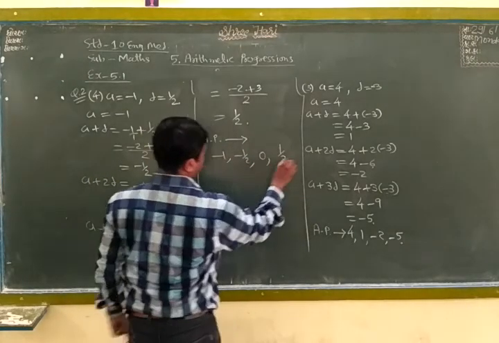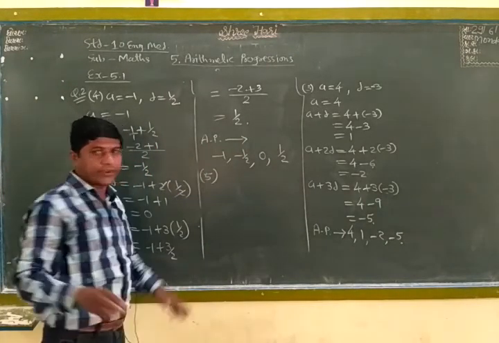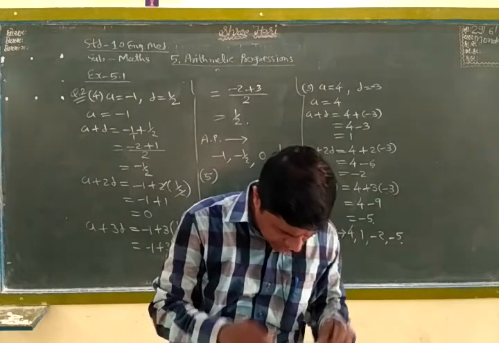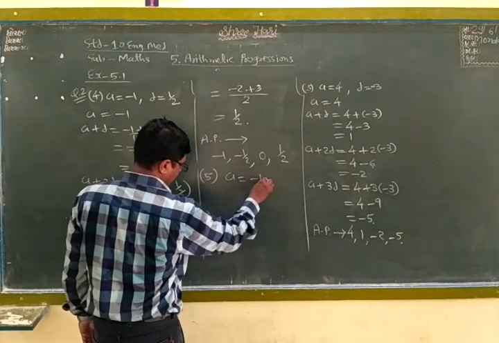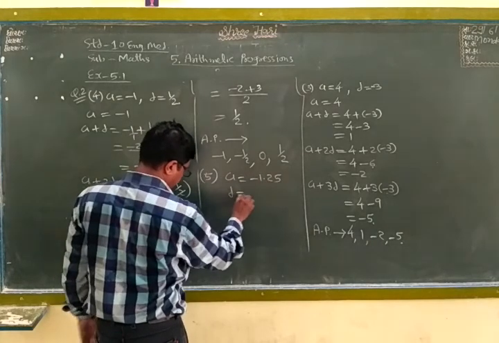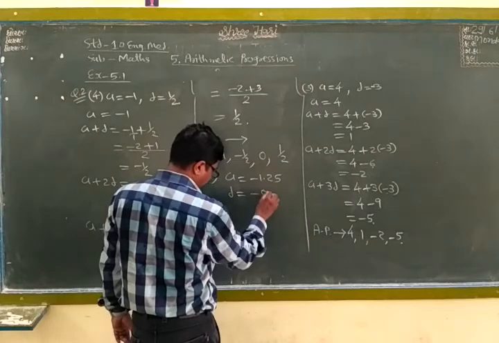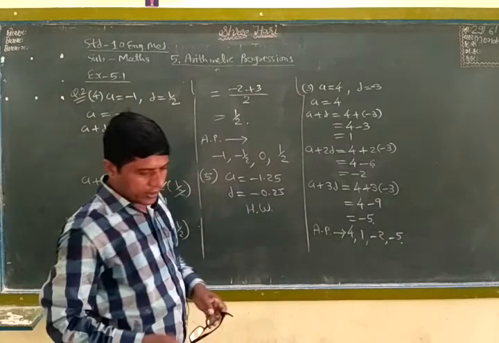Now the last sum, question 5, I have given as homework. If there is any difficulty, I will start again. I write down the question first. A is equal to minus 1.25, D is equal to minus 0.25, as given in the homework. All the students do the homework.